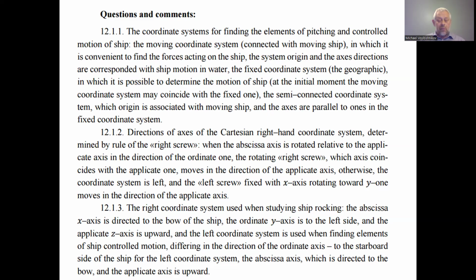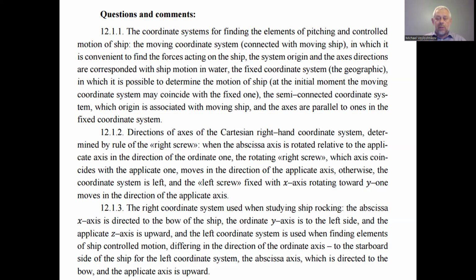12.1.2 Directions of axes of the Cartesian right-hand coordinate system are determined by the rule of the right screw. When the abscissa axis is rotated towards the ordinate axis, the right screw, whose axis coincides with the applied one, moves in the direction of the applied axis. Otherwise, the coordinate system is left, and the left screw with the x-axis rotating towards y moves in the direction opposite to the applied axis. That's why. Now, sometimes we use the left coordinate system.